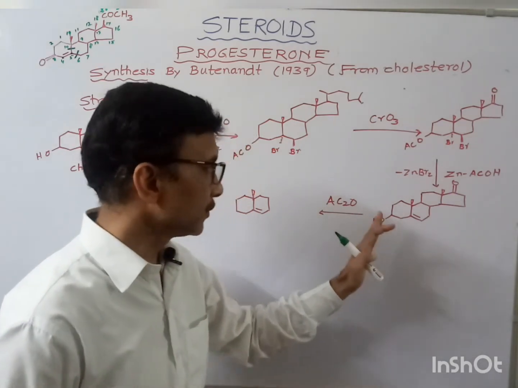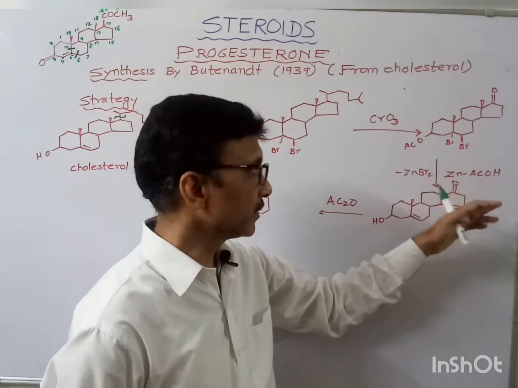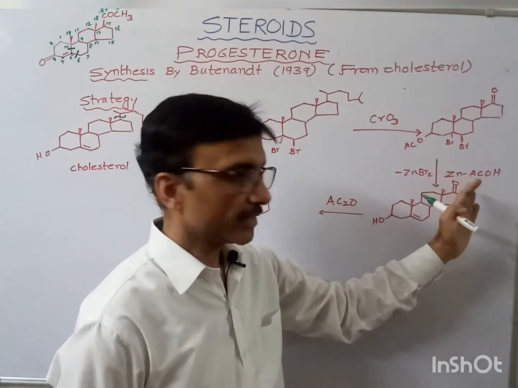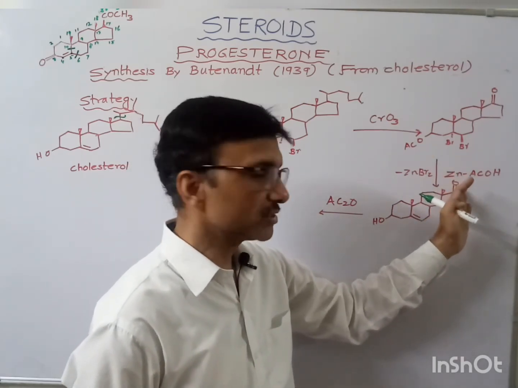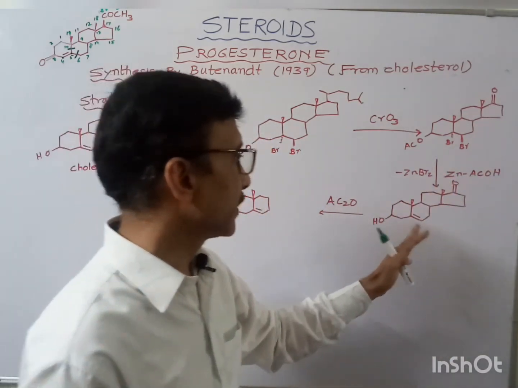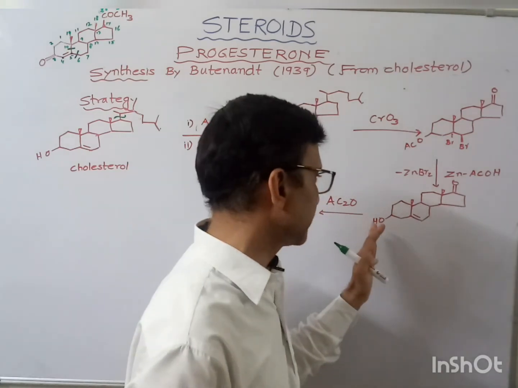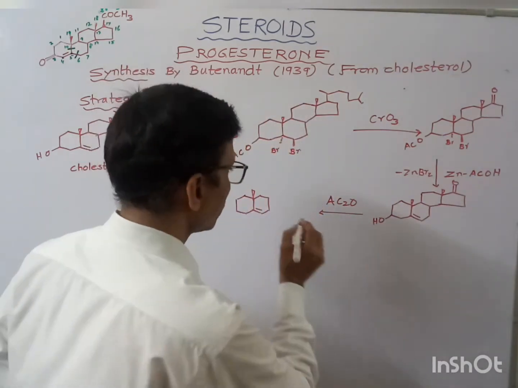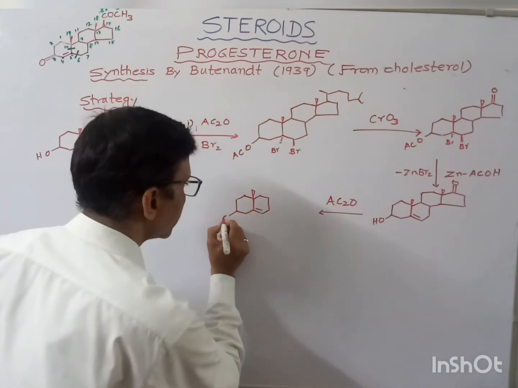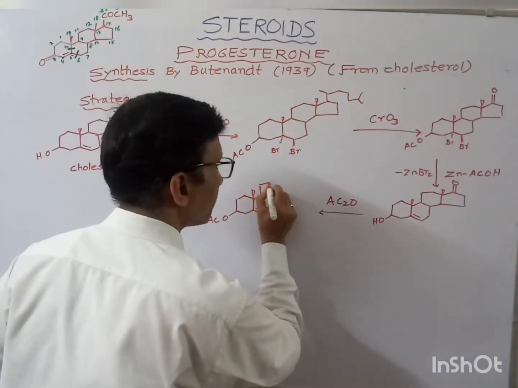So further we have to treat this keto group with the Grignard reagent. First we will convert it into the CN, then we will treat it with the Grignard reagent. That's why, to prevent the reaction of this OH group with the Grignard reagent, it should be protected. So again we will protect it, and we may convert it into this one.